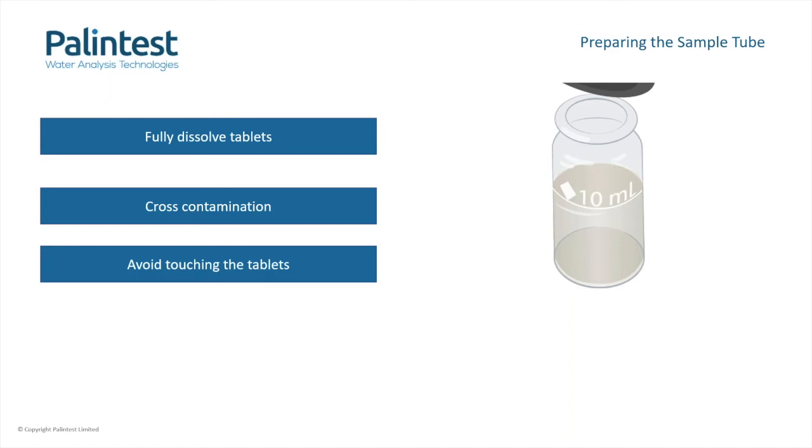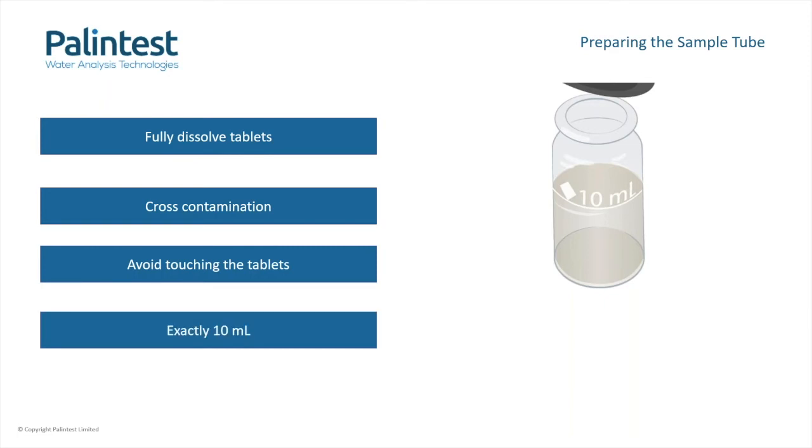Touching the tablets is also a common cause of contamination. Even if it is done really quickly, it will not avoid contaminating the sample. Our photometer tests are mostly calibrated for 10 ml. If this volume is wrong, the colour indicator will be diluted or more concentrated, and this will cause an error in the result.